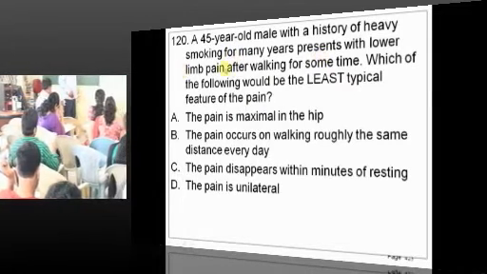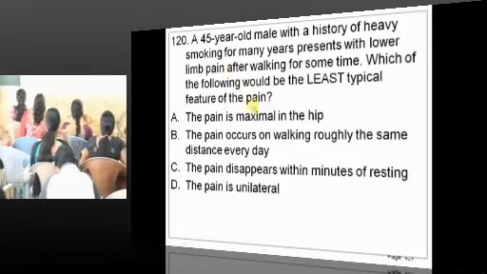A 45-year-old male who is a heavy smoker, what is the least typical feature of the pain?